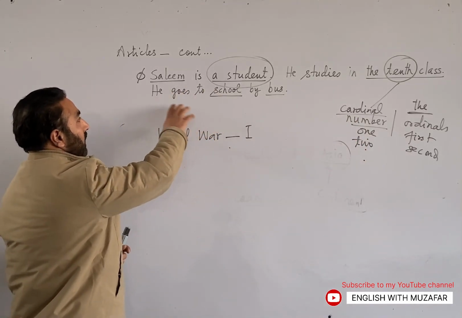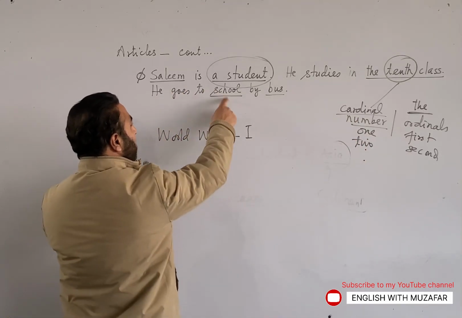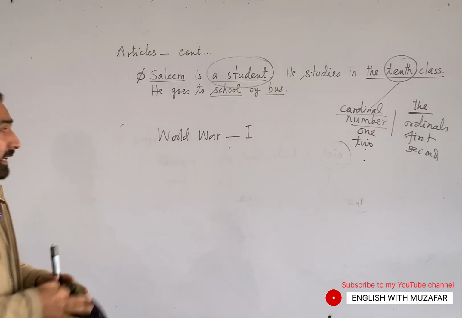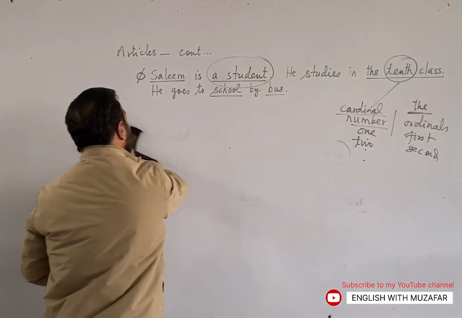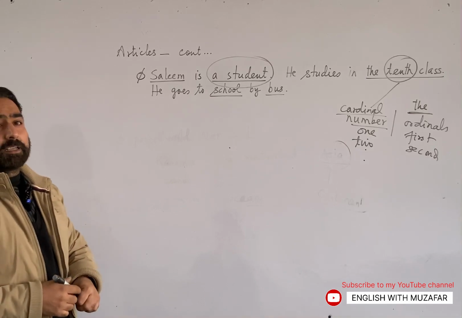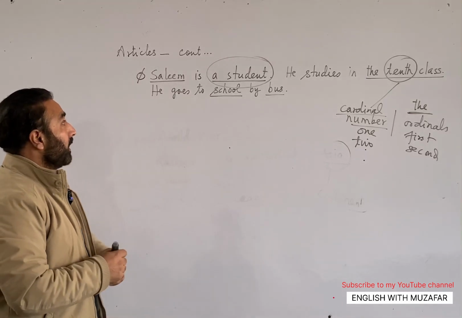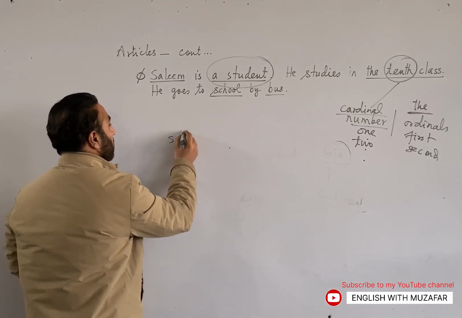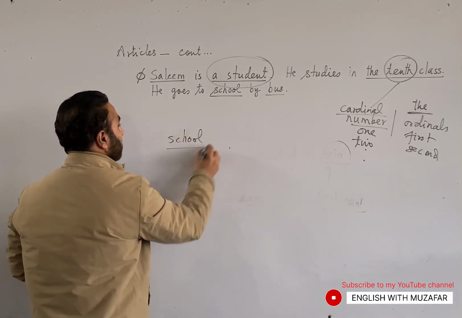Then come to this. He goes to school. I didn't use any article with school. This is very important as far as your exam is concerned or knowledge about grammar is concerned or usage about this article is concerned. This is very important here. He goes to school. I didn't use any article. School. What is school meant for? Studies.